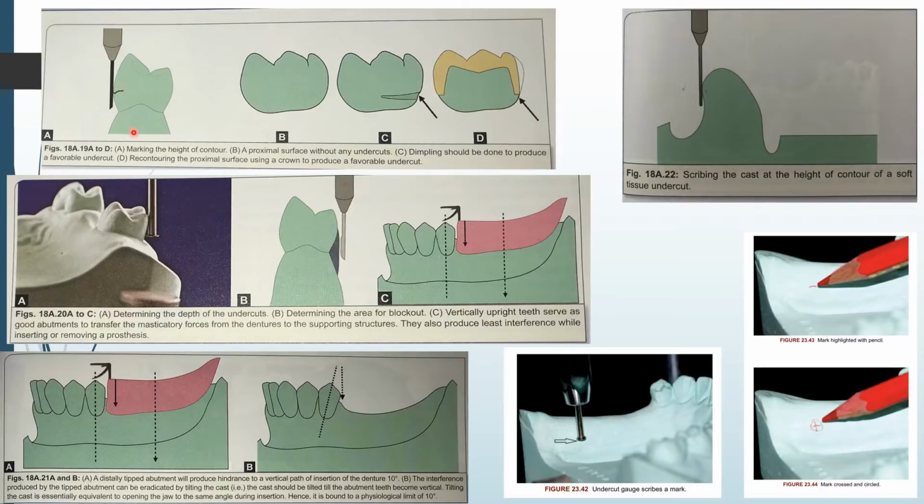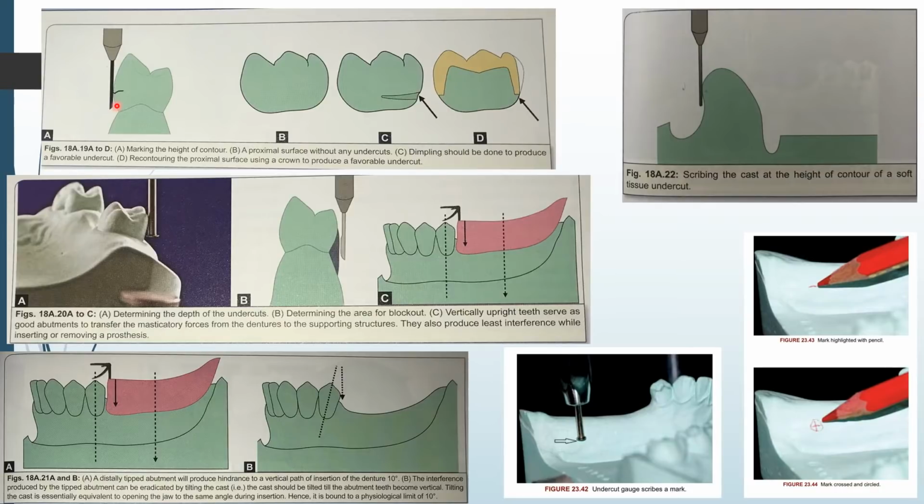So the rigid components of the clasp should lie above the height of contour, and the flexible parts of the clasp should be placed below the height of contour. Hence we understand that according to the height of contour, the design of the clasp will vary. Depending upon this height of contour, you will see which clasp you need. The types of clasp and everything I've explained in that video of direct retainers.